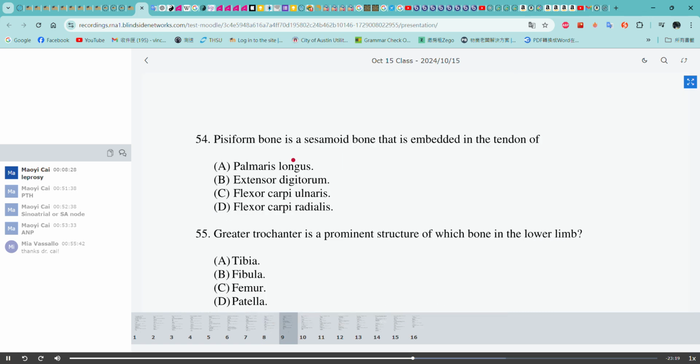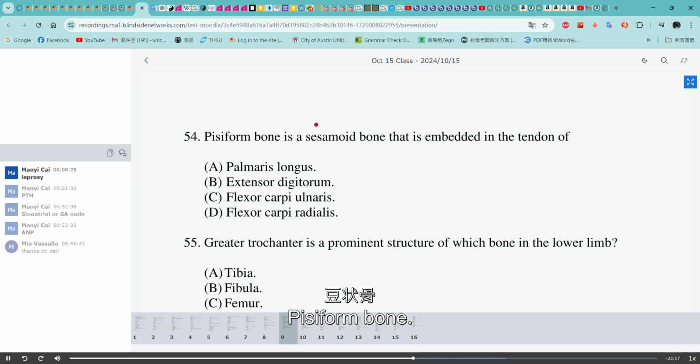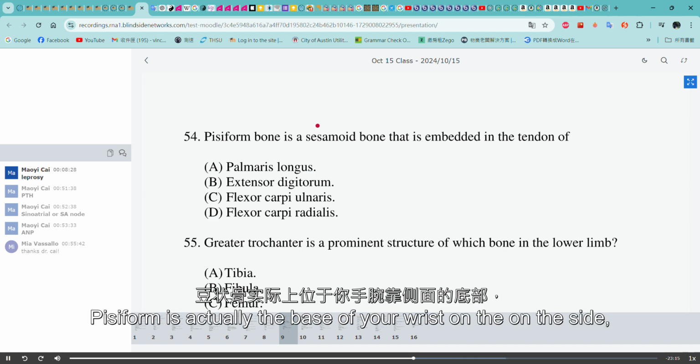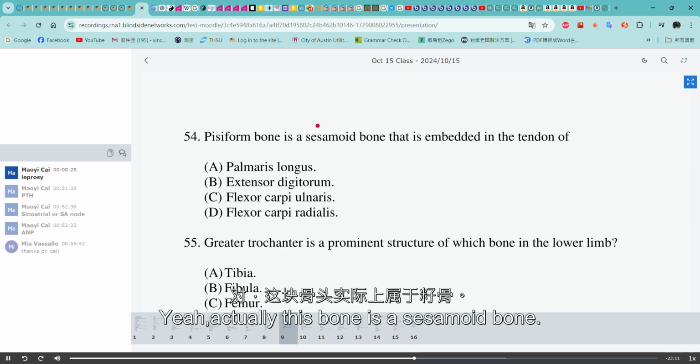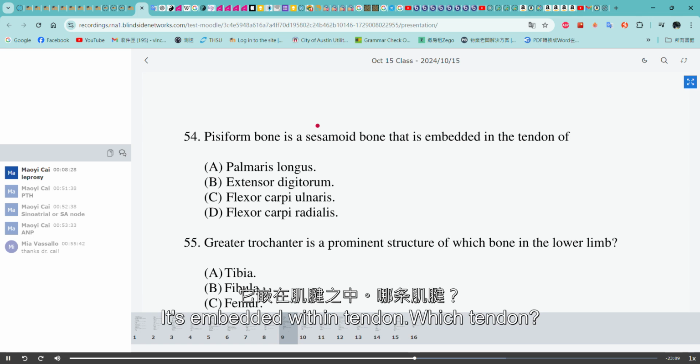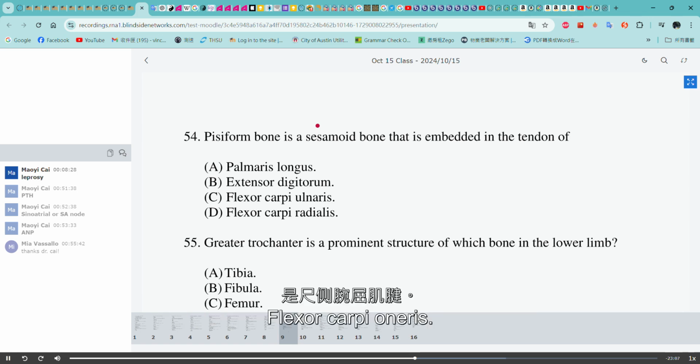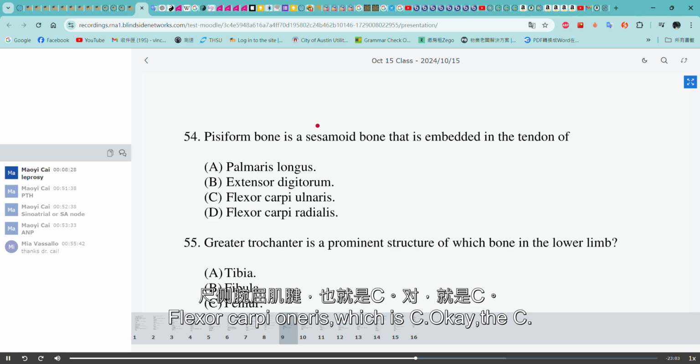And then 54. Pisiform bone. Pisiform is actually at the base of your wrist on the ulnar side, this bone. Actually, this bone is a sesamoid bone. It's embedded within tendon. Which tendon? Flexor carpi ulnaris, which is C.